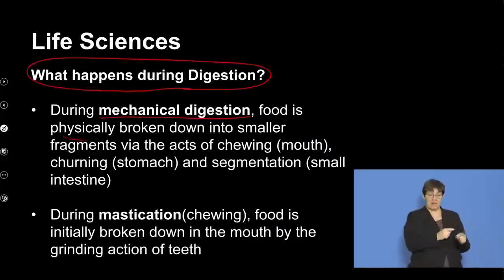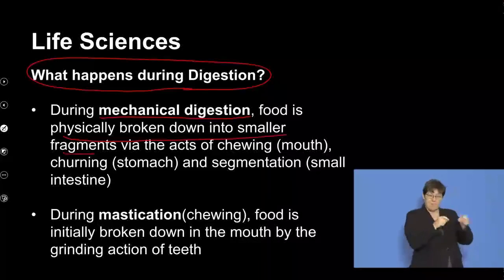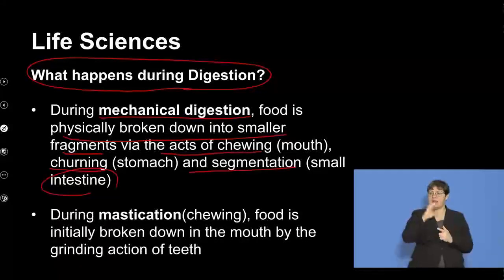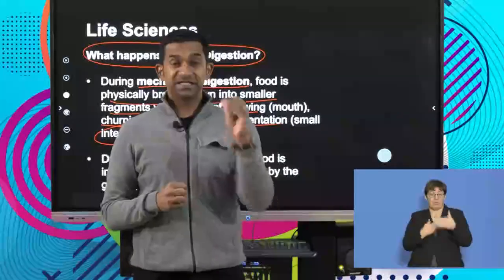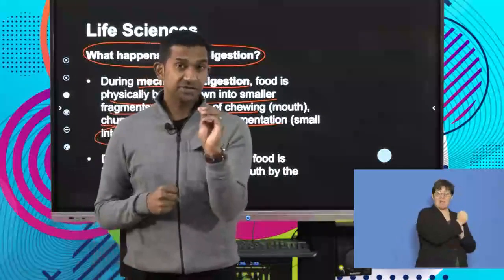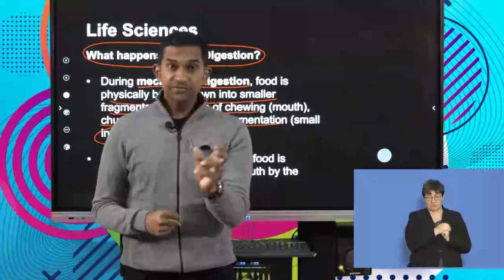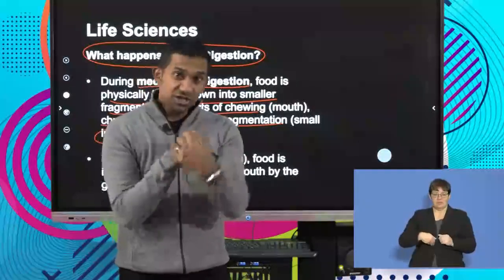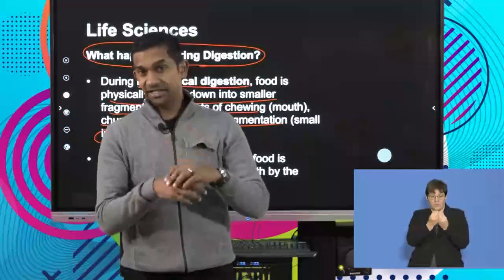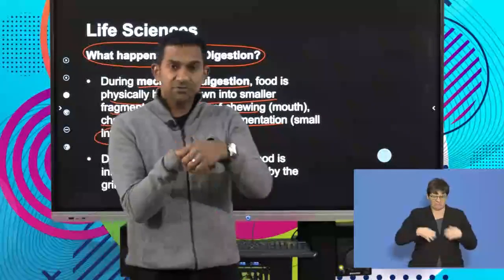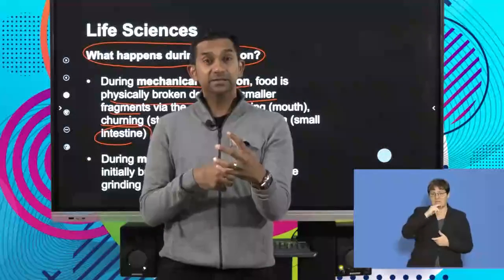The food is physically broken down into smaller fragments by the acts of chewing and churning and segmentation in the intestine. So what that means is that there is a chemical process of digestion, but there is a mechanical process that we must refer to. Chewing the food breaks the food down. When it moves into the stomach, there's also the churning of food with enzymes, and that churning you often hear sometimes, when your stomach grumbles, and that's the mixing of the food with the enzymes. That's a mechanical process, guys.